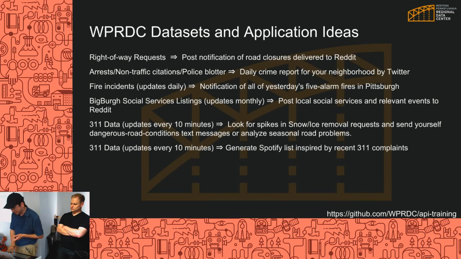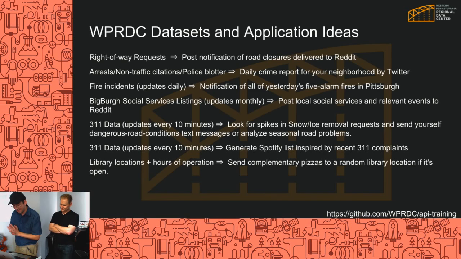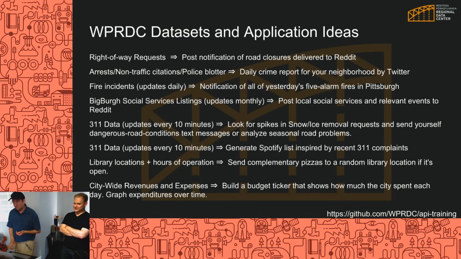Oh yeah, and certainly you could get 311 data and make a playlist out of it. I would love to hear that playlist. Our recommendation, we would like to see this happen, is you take all of the locations of the libraries and their hours of operation and use that to randomly select one and send the librarians a pizza. Or you can send them to 3343 Forbes Avenue, care of Stephen Saylor. Do we get to keep your credit card info?